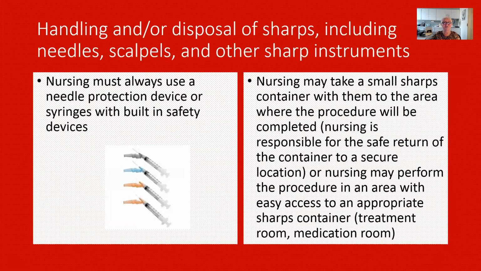Nursing must always use a needle protection device or syringes with built-in safety devices. Nursing may take a small sharps container with them to the area where the procedure will be completed, and nursing is responsible for the safe return of the container to a secure location, or nursing may perform the procedure in an area with easy access to an appropriate sharps container, treatment room, or medication room.